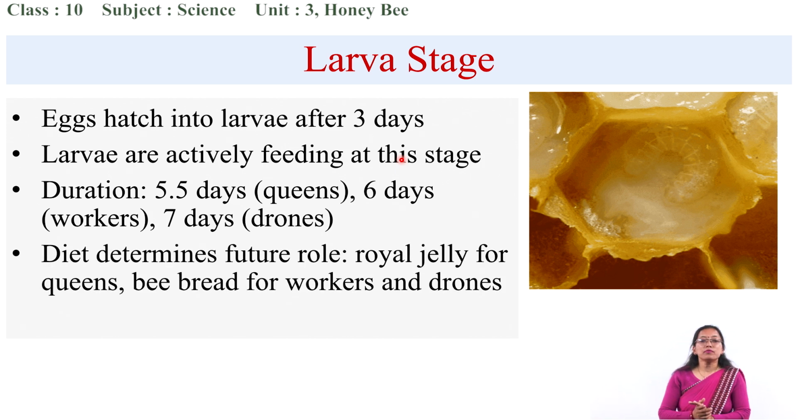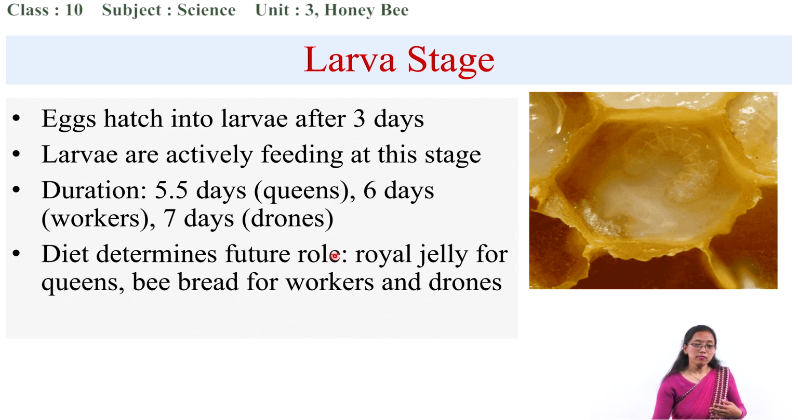Diet determines the future role of these bees. What kind of diet is fed to the larva determines which type of bee it will be. For example, if it is completely fed royal jelly for 5.5 days, it will develop into a queen bee.